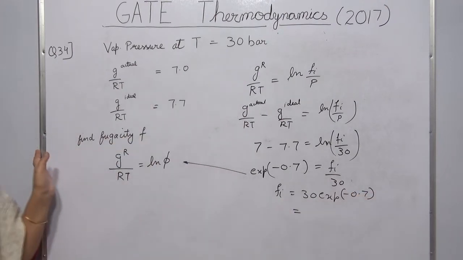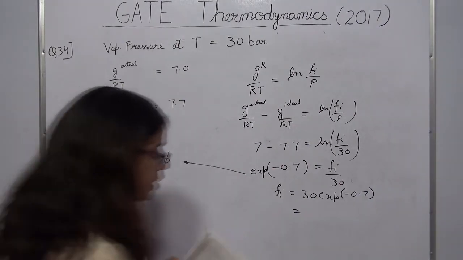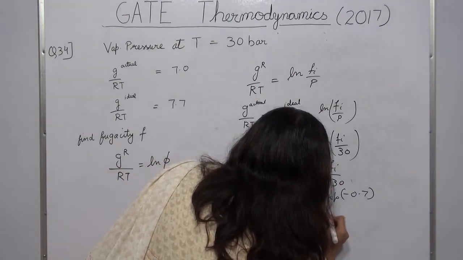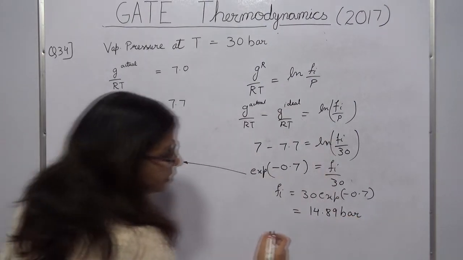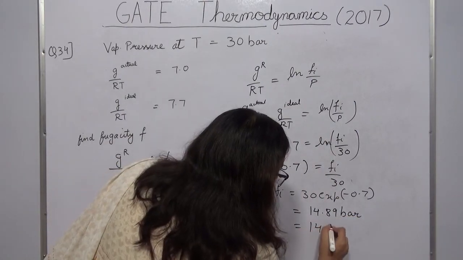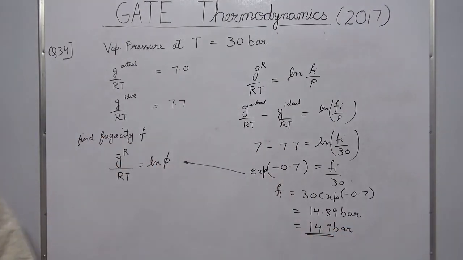Do this calculation and you will get the value, which is 14.89 bar. They have asked you to report it to first decimal place, so round it off, it is 14.9 bar. So this is your answer.